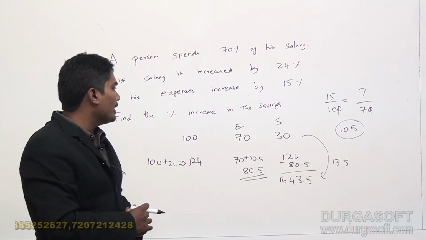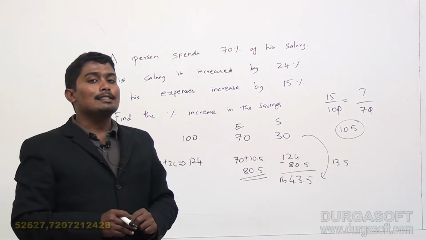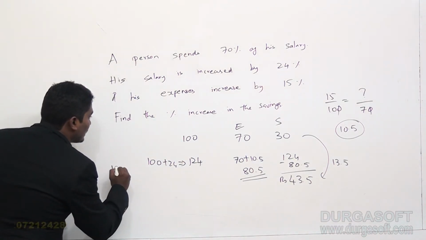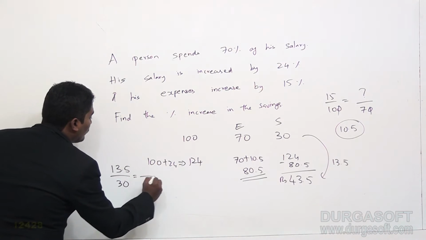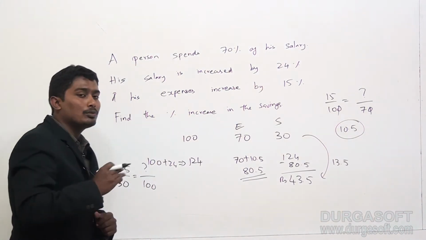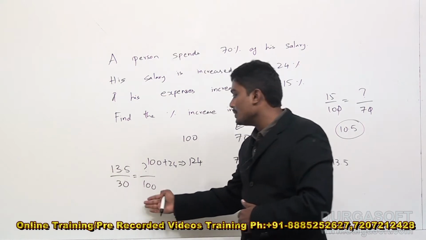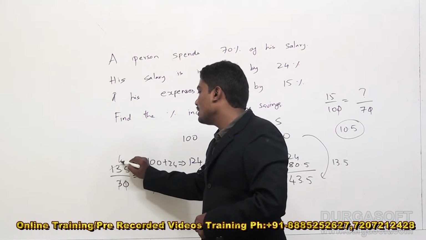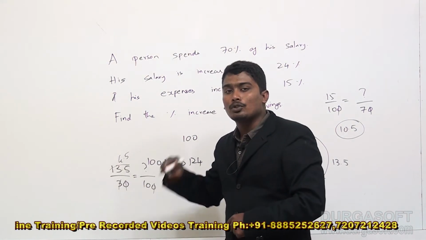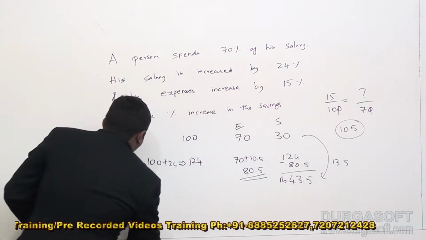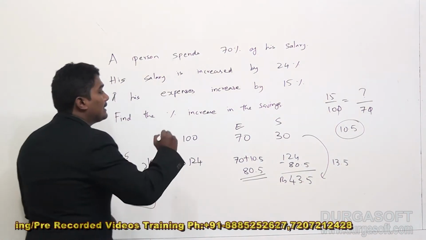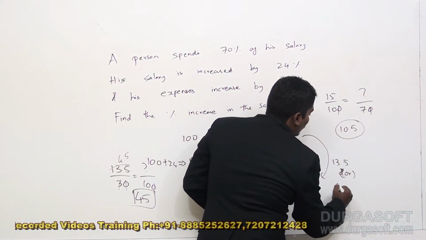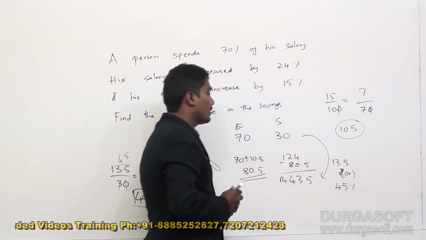The next thing I need to find is the percentage increase in the savings. Out of 30 rupees the increment is 13.5. Then out of 100 how much will be the increment? Cross multiplying, I get the unknown value as 45, which means the percentage increase in the savings is 45%. This will be the answer.